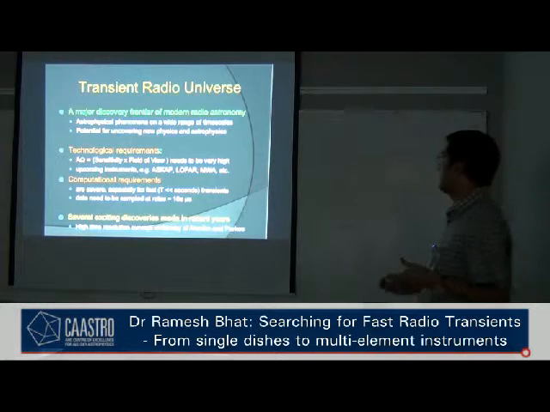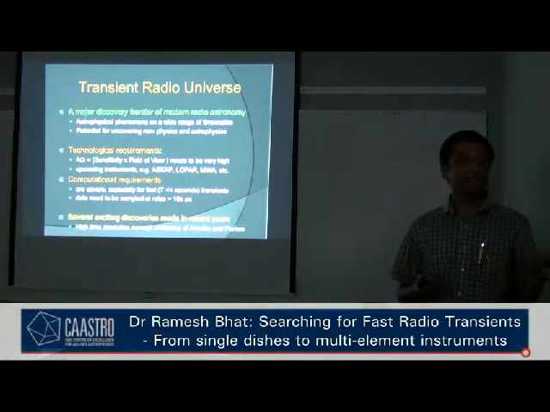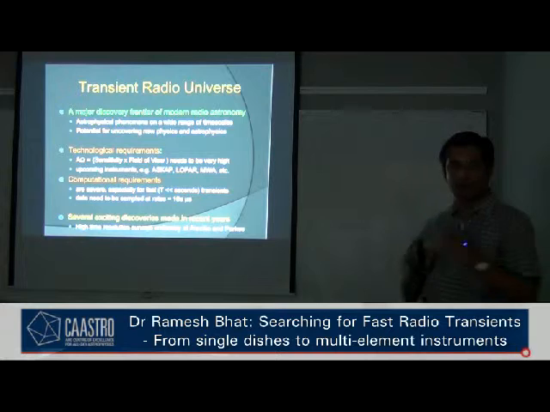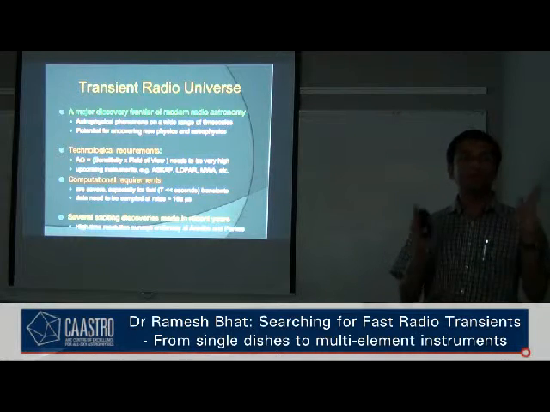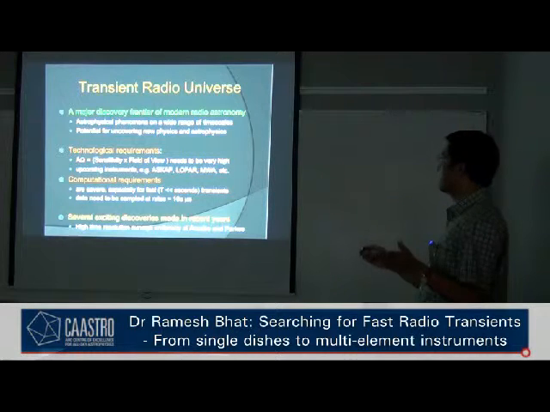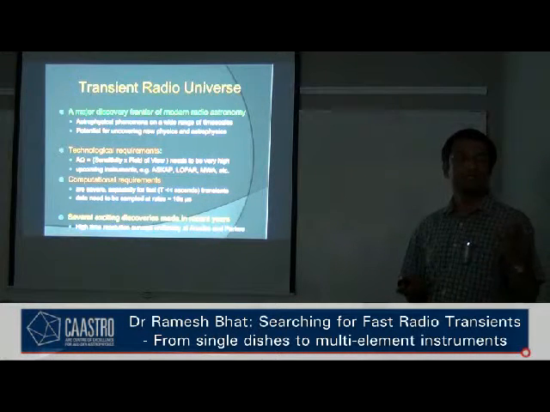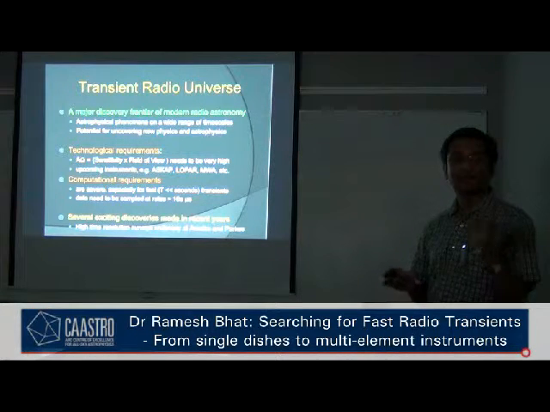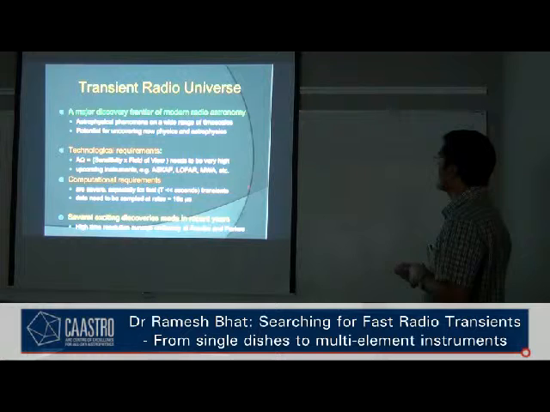All these pathfinders like ASKAP and the low frequency arrays and MWA and everything will have a very wide field of view. So you will be able to monitor a large part of the sky, and that is basically going to help you in finding these events which last only for a small duration of time.